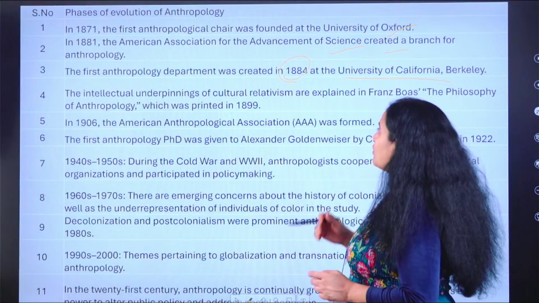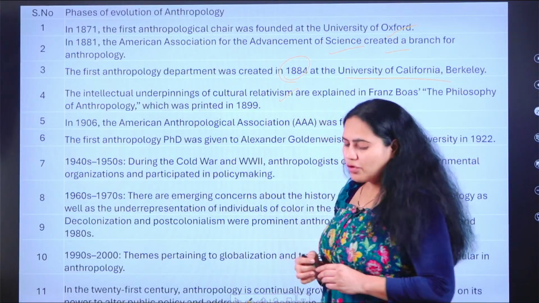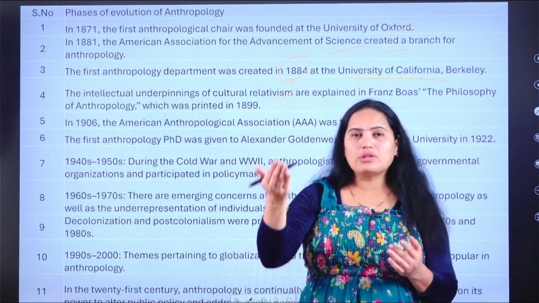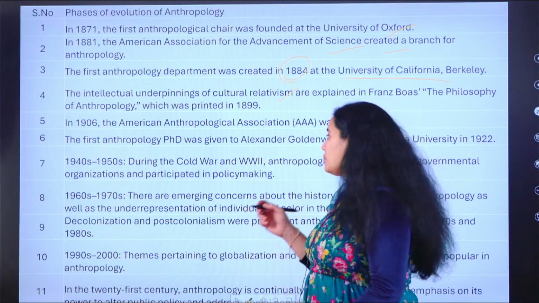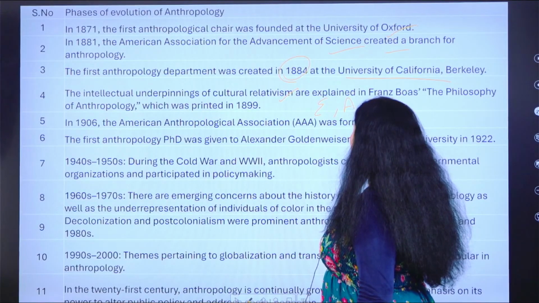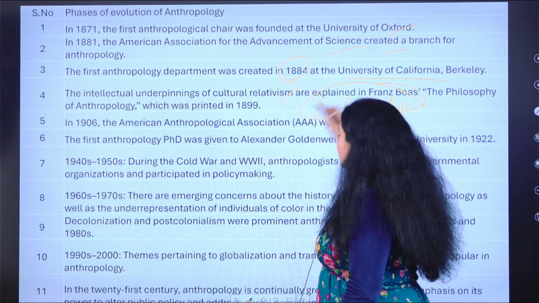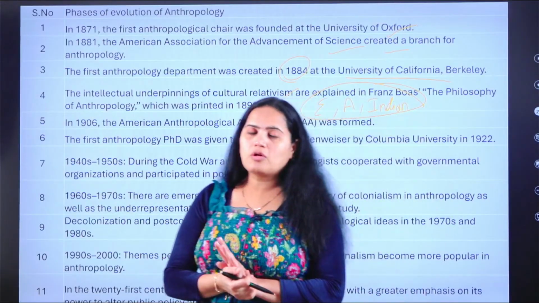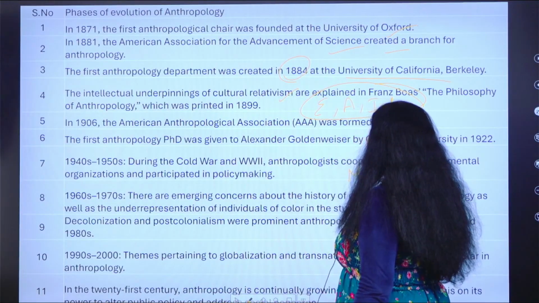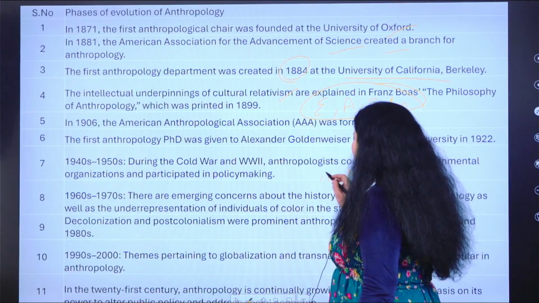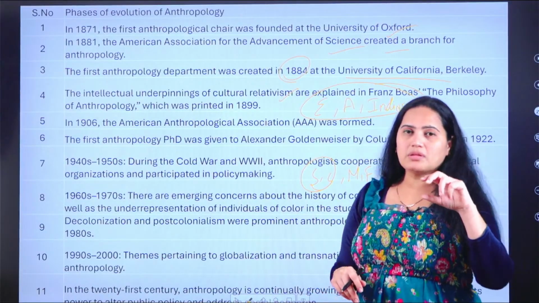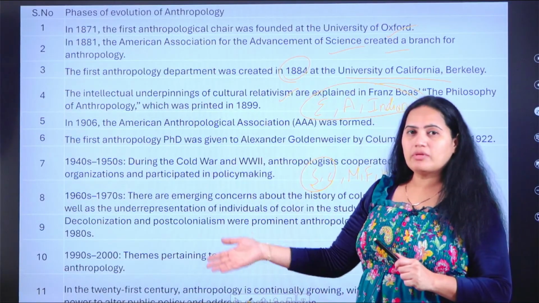And then the intellectual underpinnings of cultural relativism. What do you mean by cultural relativism? It is where we try to relate ourselves to other cultures. For example, if you compare European society and American society with Indian society, there are certain institutions which are common in all these continents. What are those institutions? Institutions like marriage, family, kinship, religion, culture, society. Culture and society may be different to some extent, but there are certain traits present in them which are even present in our society also.